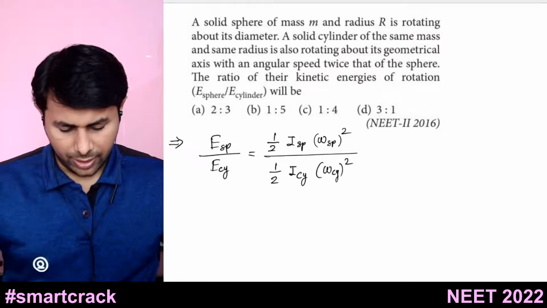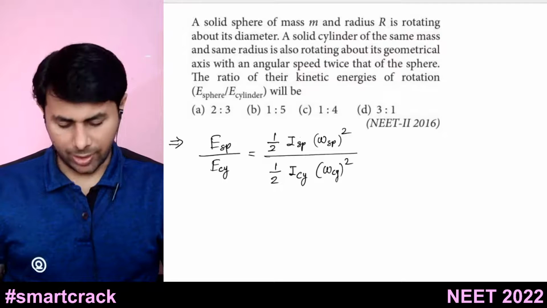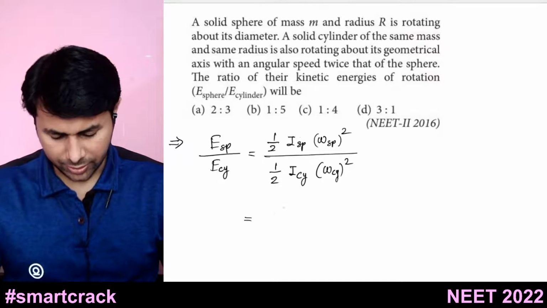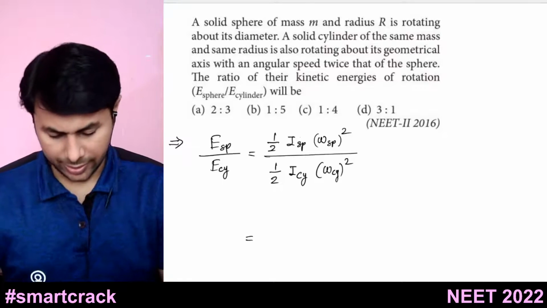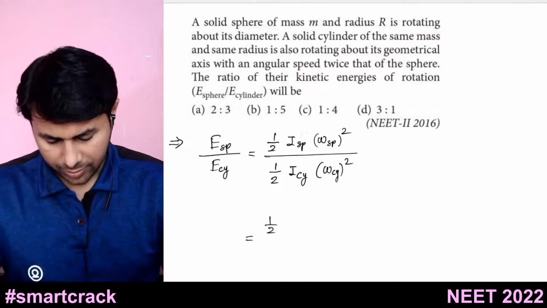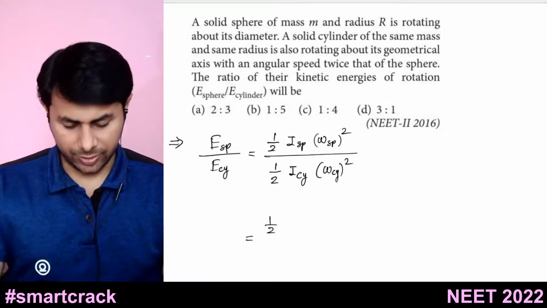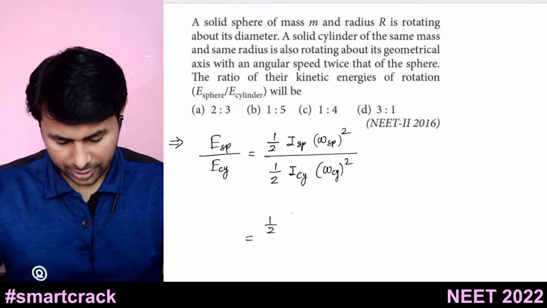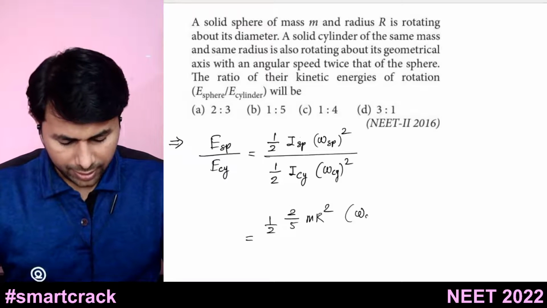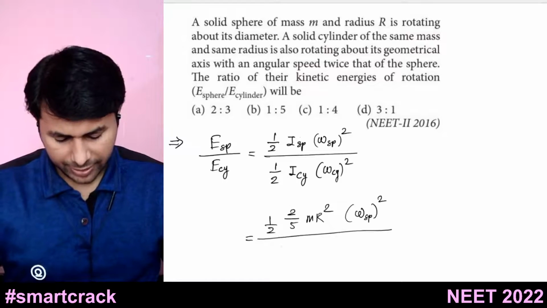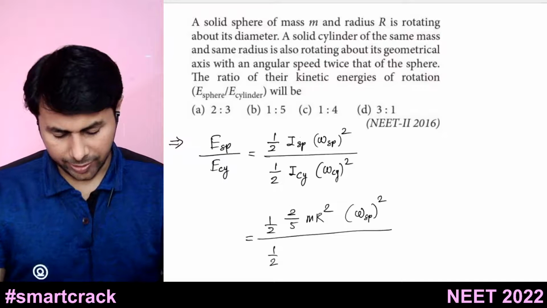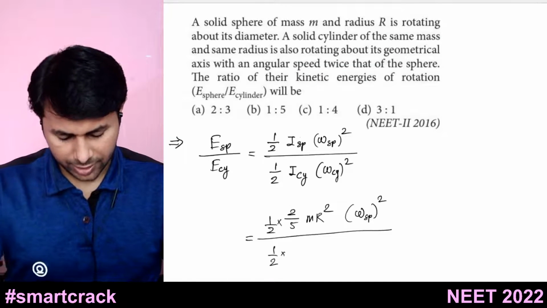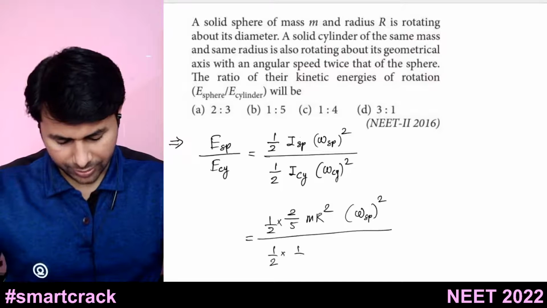Now in order to solve this, we need to know the formula for the moment of inertia. So it is half of the moment of inertia of a sphere. What is the moment of inertia of a solid sphere? It is 2 by 5 m r square, into omega sphere square, divided by half of the moment of inertia of a cylinder. What is that? Moment of inertia of a cylinder is 1 by 2 m r square.